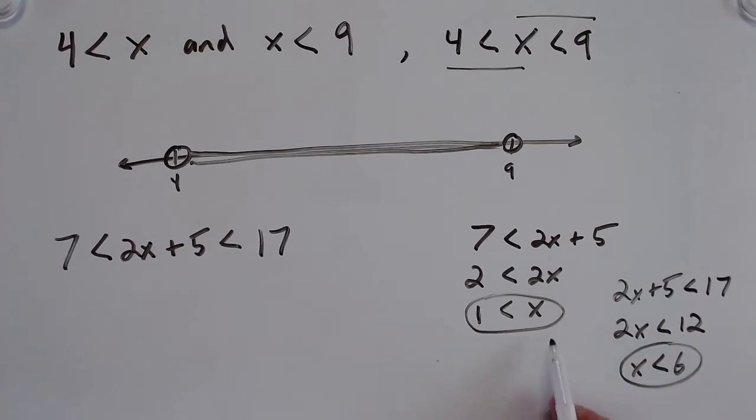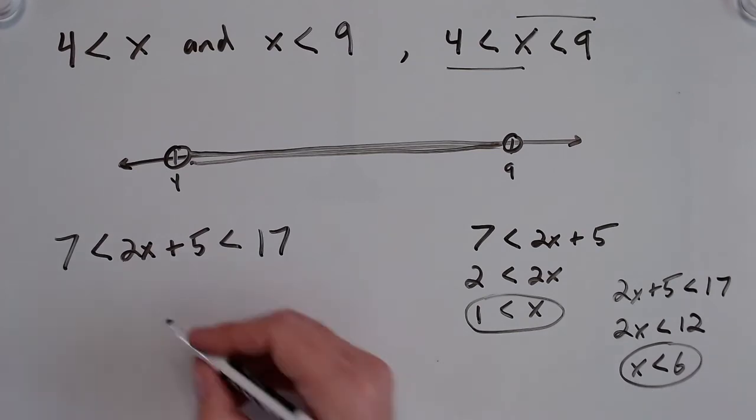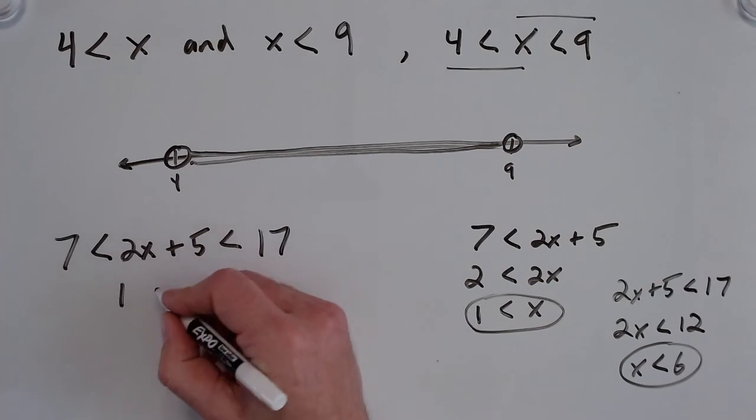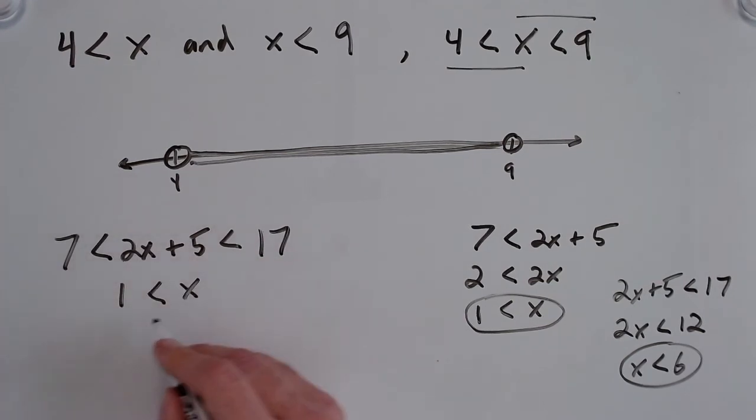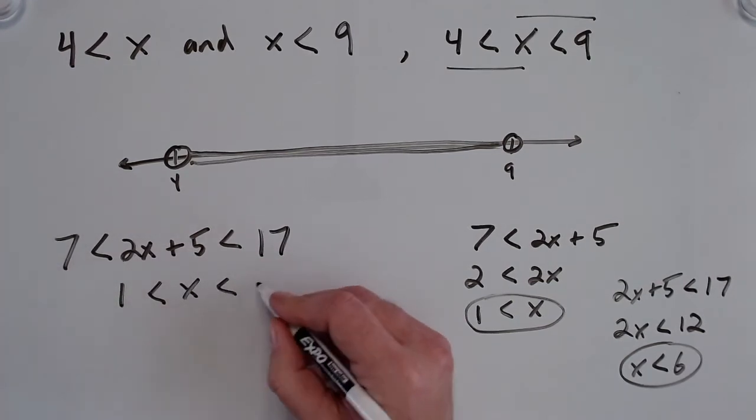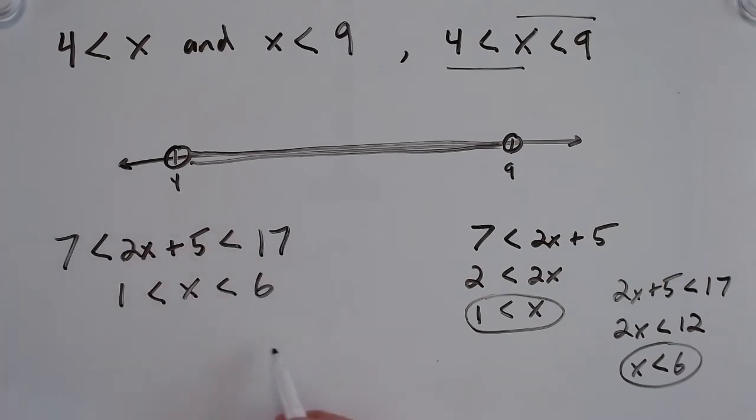So now we could rewrite it in the fancy smashed way. We know that x is greater than 1, but 6 is greater than x. So this would be written as 1 is less than x, yep, and this is less than 6. So we could do the same thing.